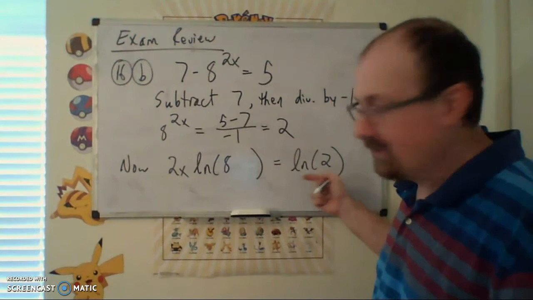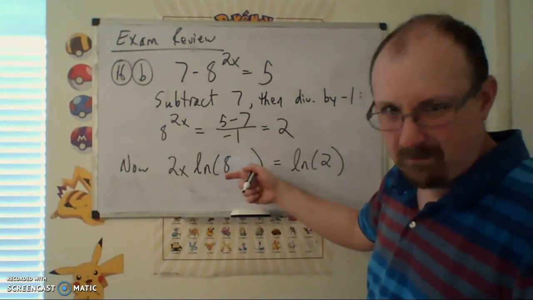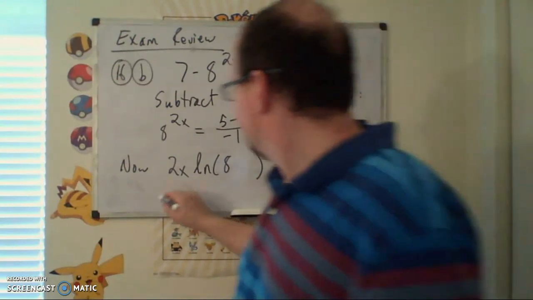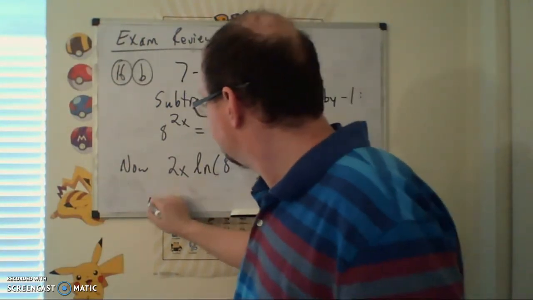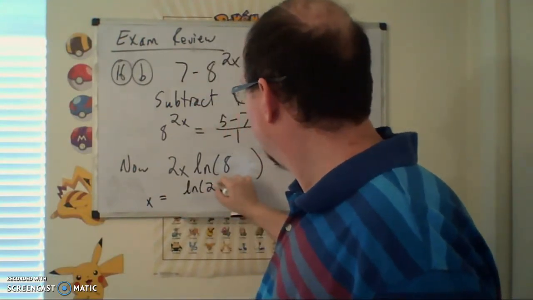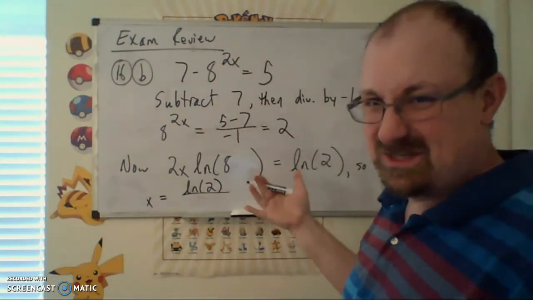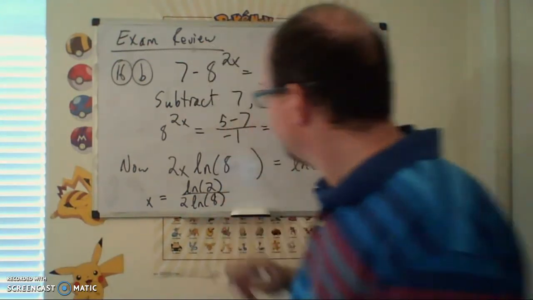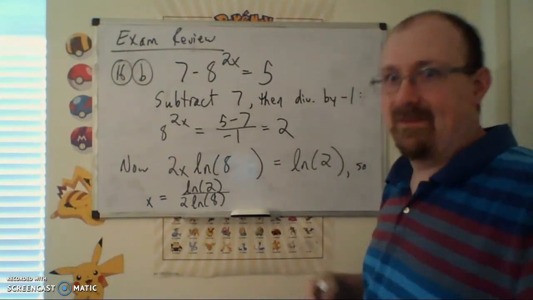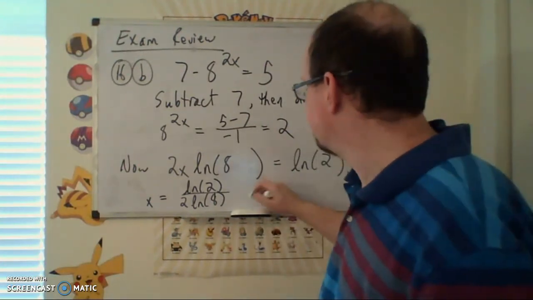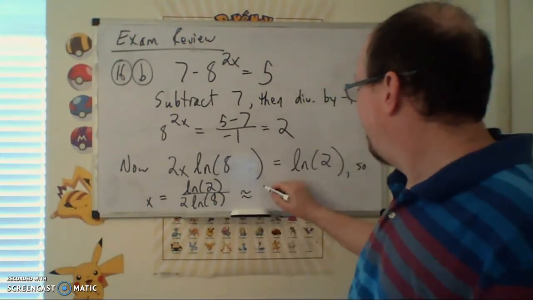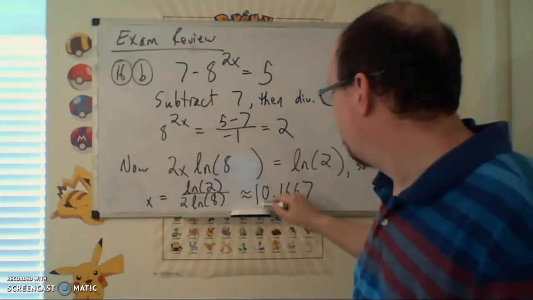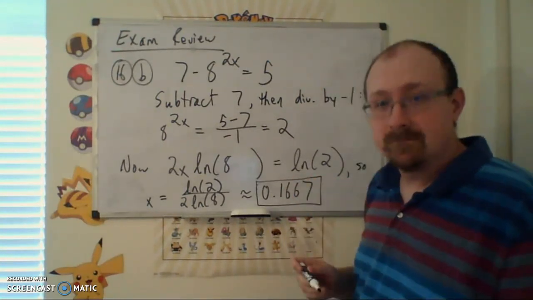This is a number, a weird number. This is a number, kind of a weird number too. We can get x by itself, long story short. So x is going to be ln of 2 divided by 2 ln of 8. Like I said, if you do this in two separate calculations, it's fine. If you've done ln of 2 divided by ln of 8 and then divided by 2 after that, you'd end up in the same place. So when you work that out, I think it says accurate to 4 decimal places, so 0.1667.